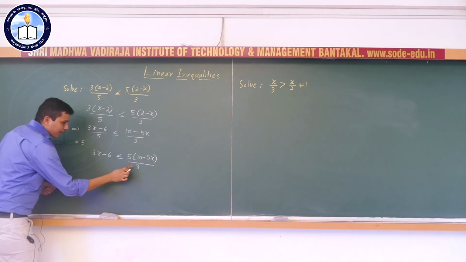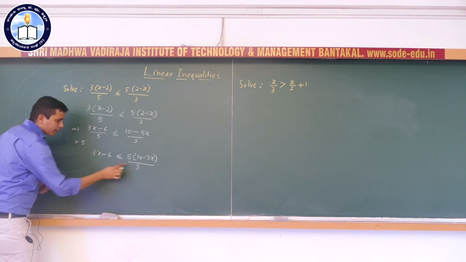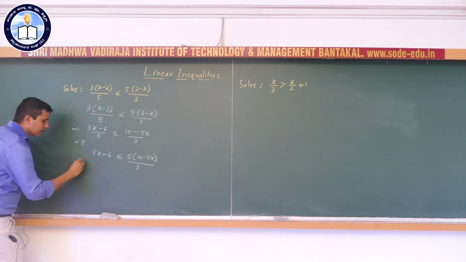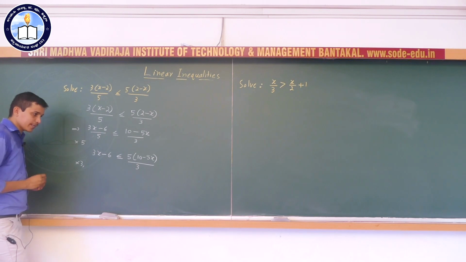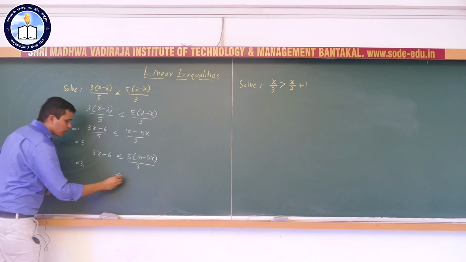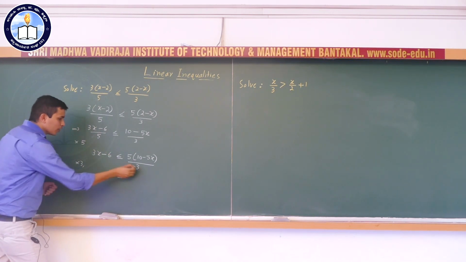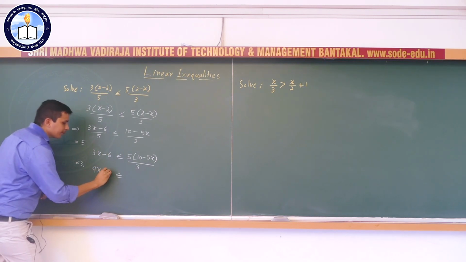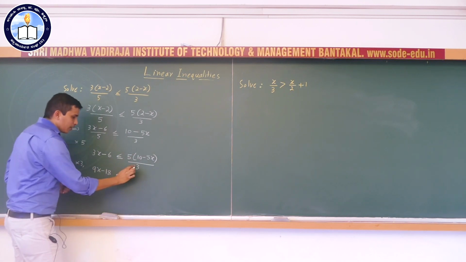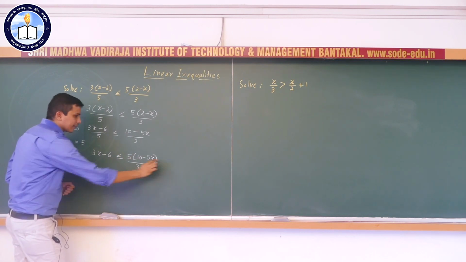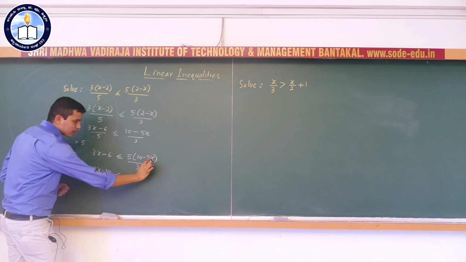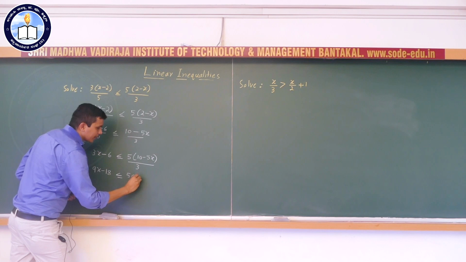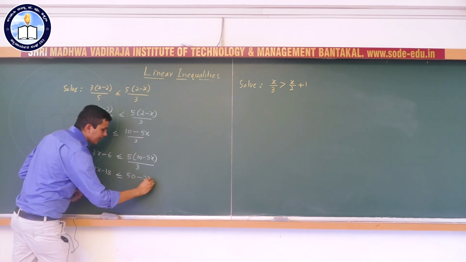And here, once again, I don't want this 3 in the denominator. So what should I do? How do I eliminate that 3 in the denominator? I need to multiply by 3 on both sides. Once again, the inequality remains the same, since it is a positive number, right? So here it is 9x minus 18. And on the right, when I multiply by 3, it cancels, so it remains 5 times this term: 50 minus 25x.